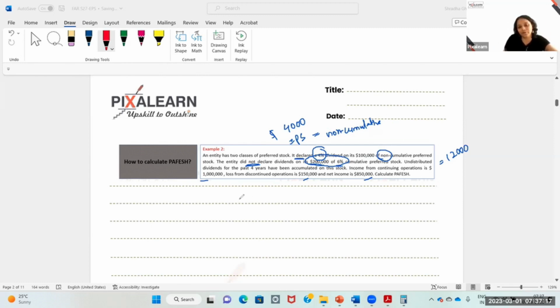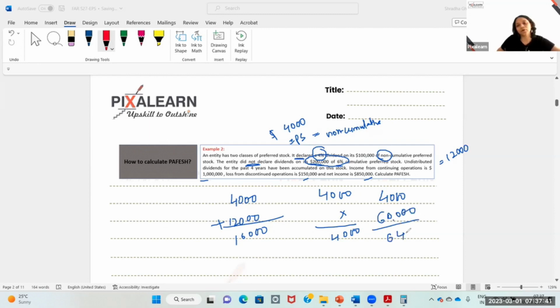Okay, I'm giving you three figures. One is 4,000 plus 12,000, which is 16,000. Another is 4,000, nothing else, only 4,000. Third is 4,000 plus 12 into 5, because 4 years past was left and this is the current year. So 12 into 5 is 60, so 64,000. What do you think will be reduced from our net income?